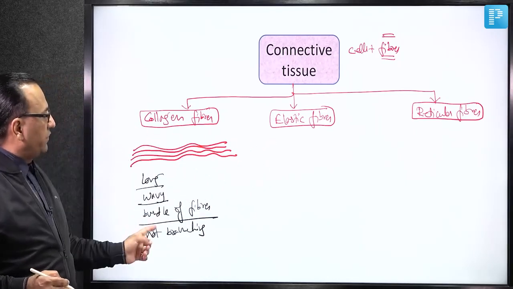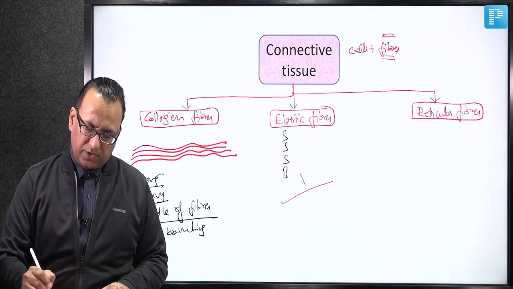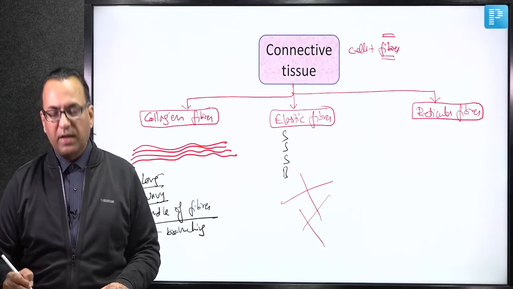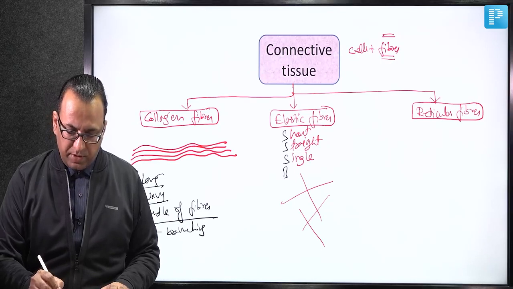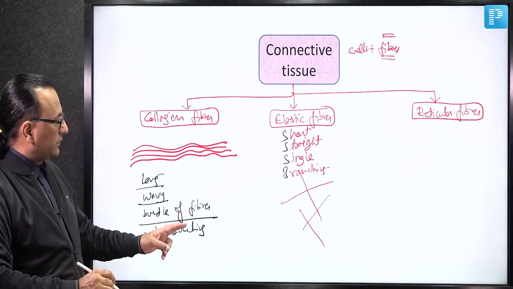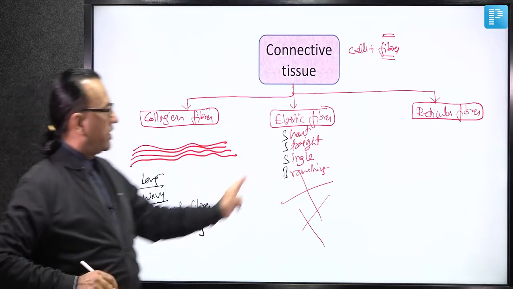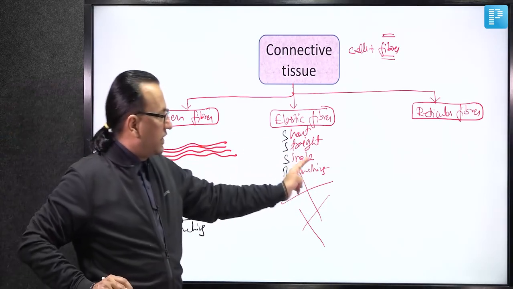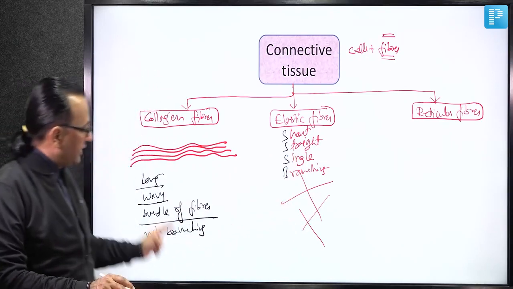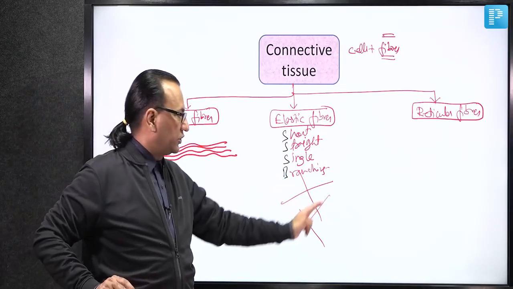As you compare them with the collagen fibers, you can remember SSSB. And what is this SSSB? If you look at these fibers, they have a peculiar feature: they are short in length, straight, not wavy, and single, not in bundles. And B means they are branching. So as we have mentioned, elastic fibers are short in length compared with collagen fibers, which are comparatively longer. Then they are straight, not wavy, as you see the wavy bundles of collagen fibers, and they run singly, not in bundles as you find in collagen fibers. And we have said collagen fibers do not branch, but the elastic fibers are seen to be branching.